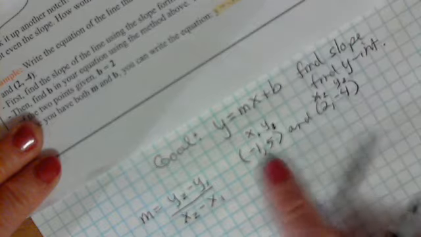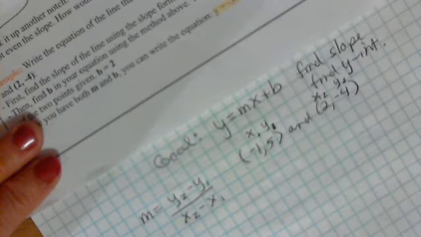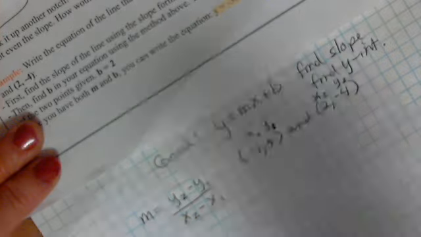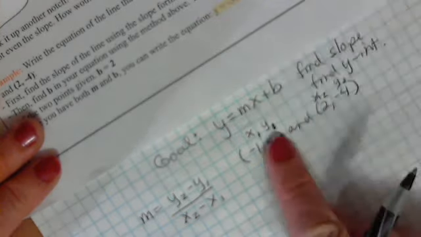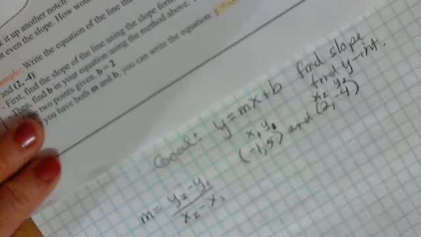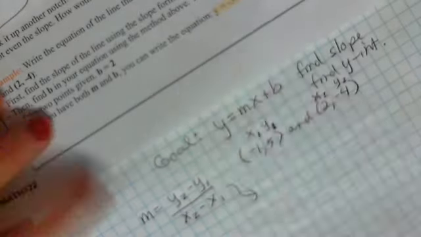Now, I could make this pair the 2s and this pair the 1s. It really doesn't matter, because you'll get the same answer in the end. So don't worry about order, but make sure that one pair are 1s and the other pair are 2s. Alright, let's get stuff in the right place.